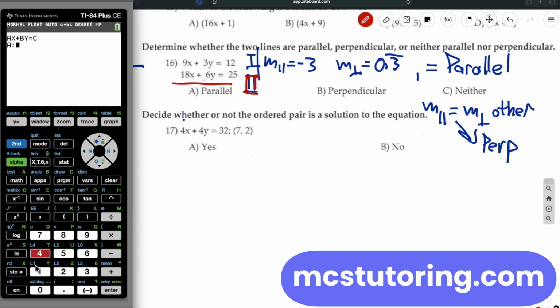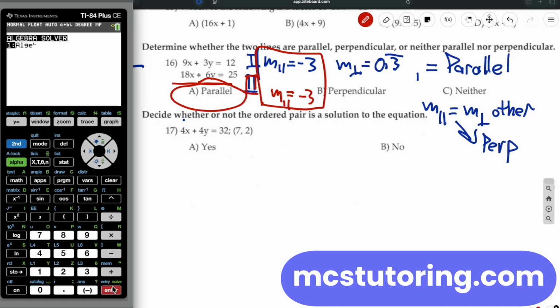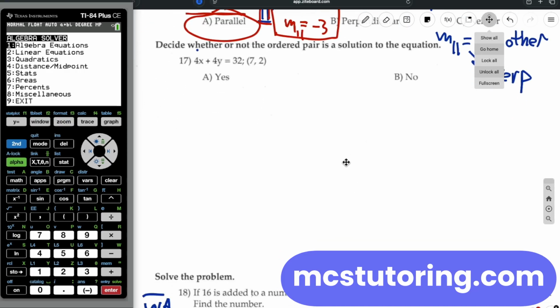Totally fine. I'll adjust. Okay, so 18x plus 6y is 25. So look, this M, the parallel slope, and the slope itself is -3. So we have a match. The parallel of one is the same as the parallel of the other. So they both are parallel. So that's how we do that. I probably should have explained the other one better. So that's a better explanation of how to do that one.